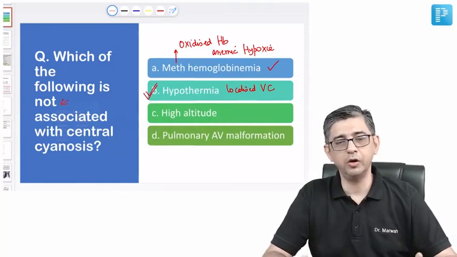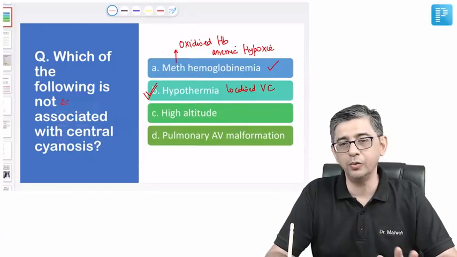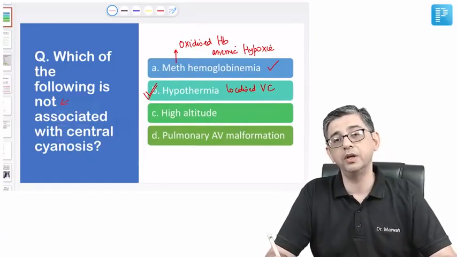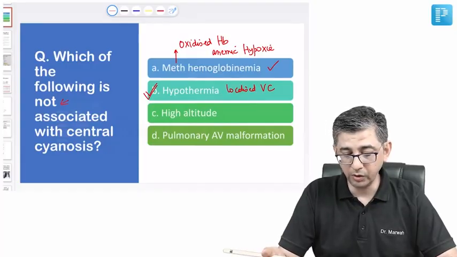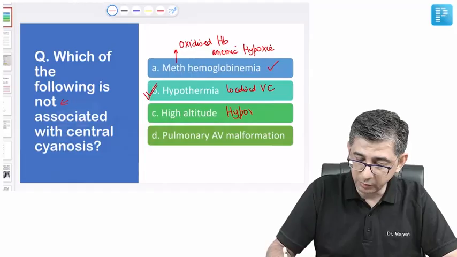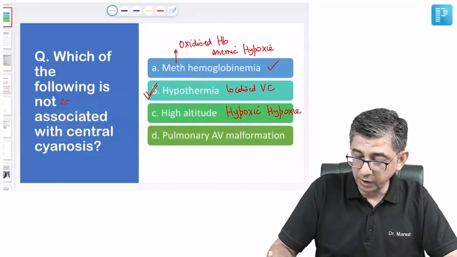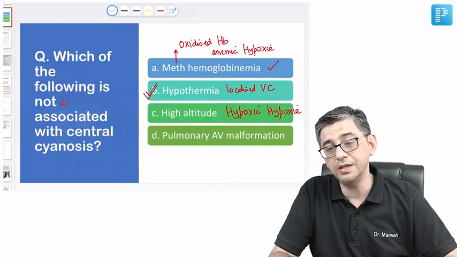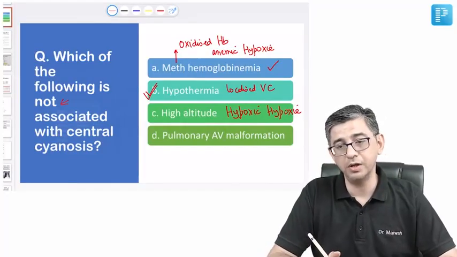That was an easy one. A lot of people were able to answer it even without reading the other options, but that's actually not a good idea. So let's look at option number C, high altitude. When you go to high altitude, there would be a development of hypoxic hypoxia, because the concentration of oxygen in the atmosphere is lesser. In option A, I was saying it is delivery that is lesser. In option C, I'm saying that the total concentration of oxygen available is lesser.